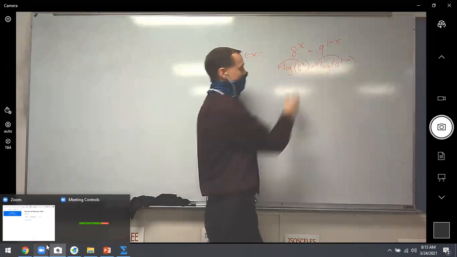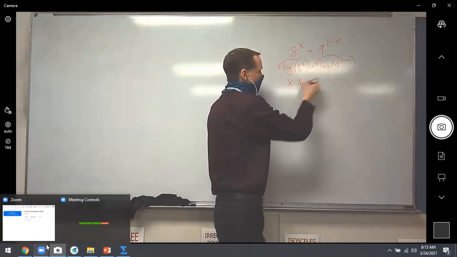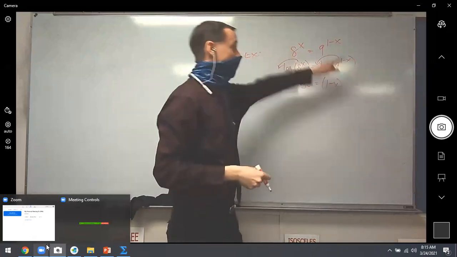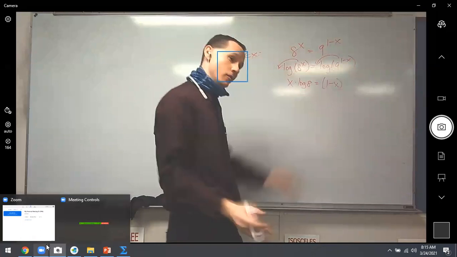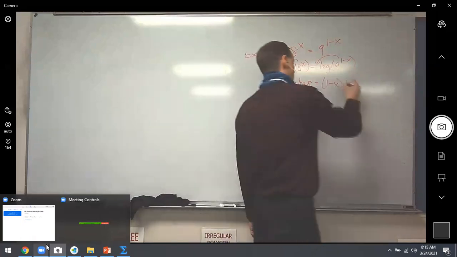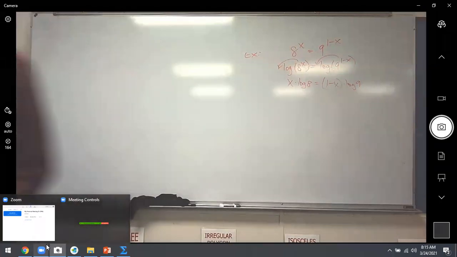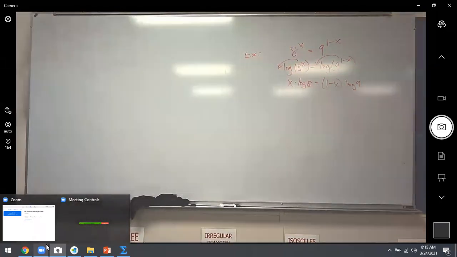So this first one is x times log of 8. And this one is, make sure you put that exponent in parentheses when it comes out, because all of 1 minus x times what's still chilling there with a log of 9. Any questions over the steps so far? Okay. Now, according to your last example, what would be the next step to do in this? Yes, indeed. Let's distribute in this log.